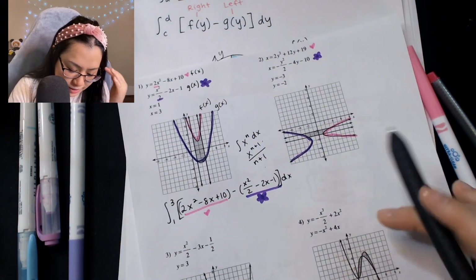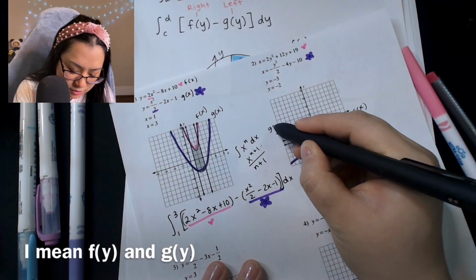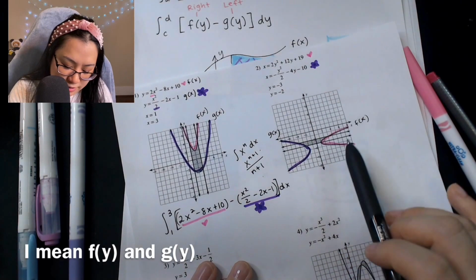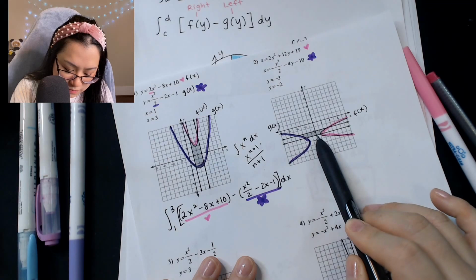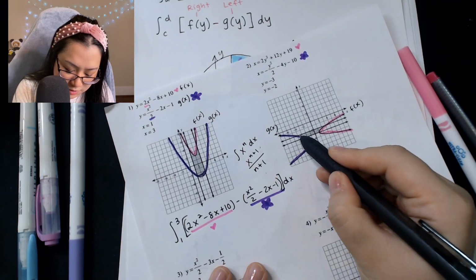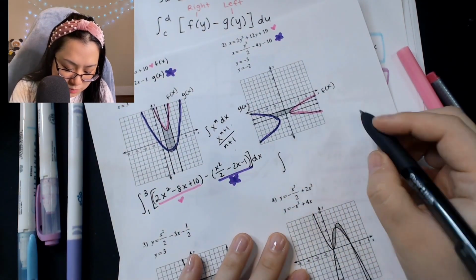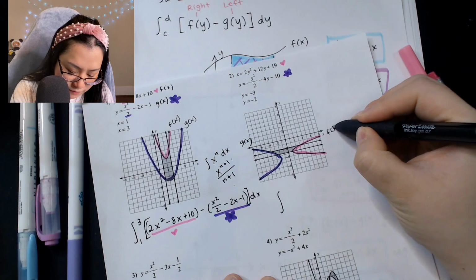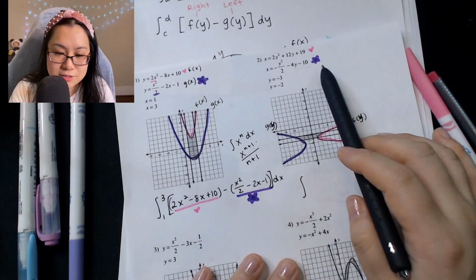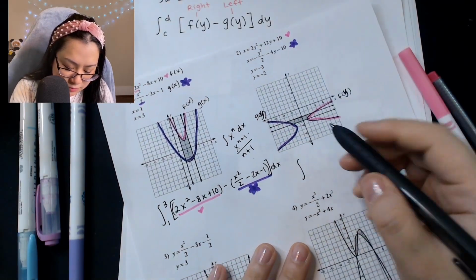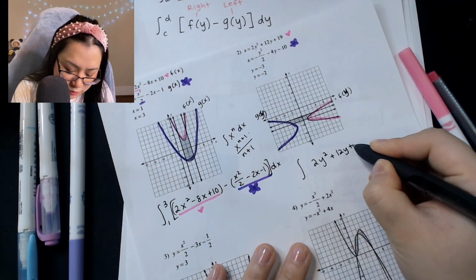So we have this is our f of x to the right, and then this is our g of x to the left, and here we want y equals negative 3 would be right there, the bottom one, and y equals negative 2 would be here. And it is important that when we set up this integral, it's going to be dy, oops, I meant f of y and g of y for this one, right?